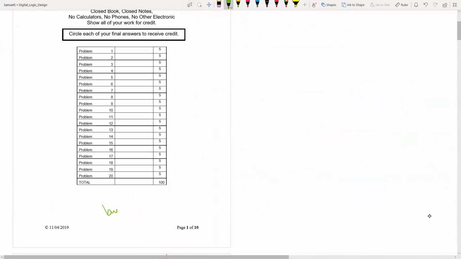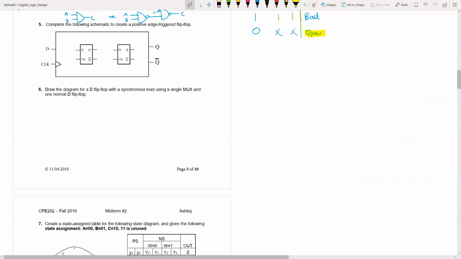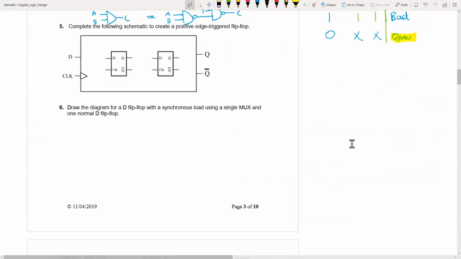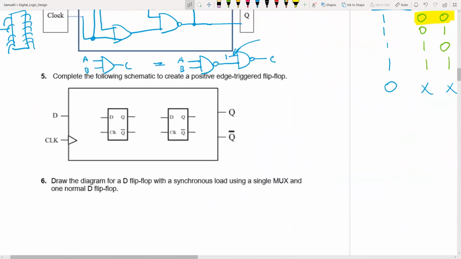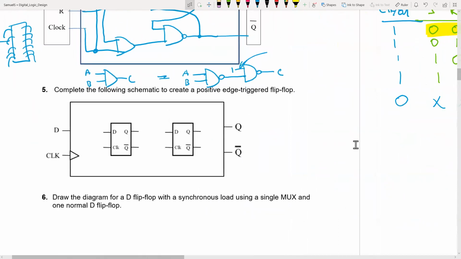But any questions on that last question we just did? No, I think you did a great job explaining it. Very good. All right, let's go to the next question. This one says, complete the following schematic, number 5, to create a positive edge triggered flip-flop.